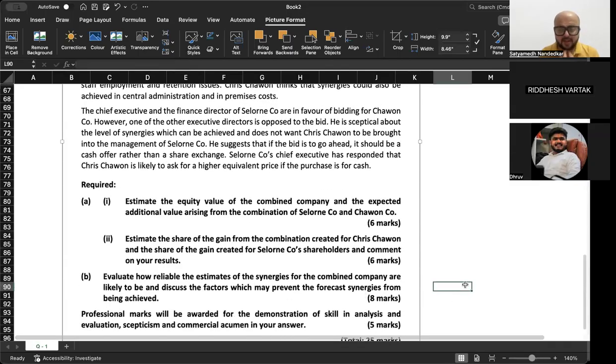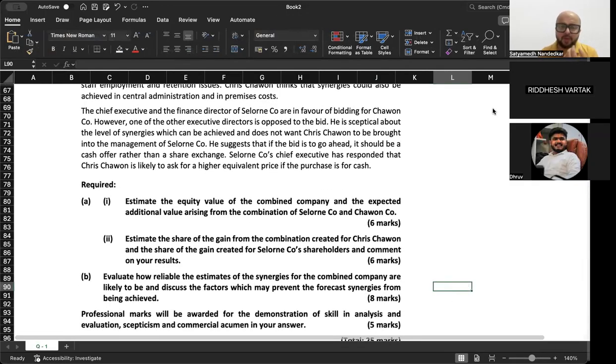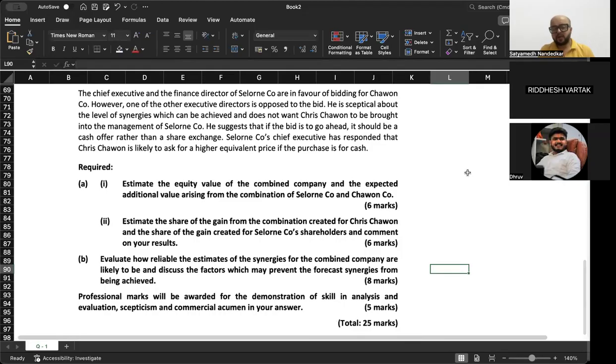Chalo, let's get on with an interesting section B question from M&A. Okay. What is the question? Estimate the equity value of the combined company and the expected additional value arising from the combination of Selorne Company and Chavon Company. Estimate the share of the gain from the combination created for Chris Chavon and the share of gain created for Selorne Company's shareholders and comment on your results.